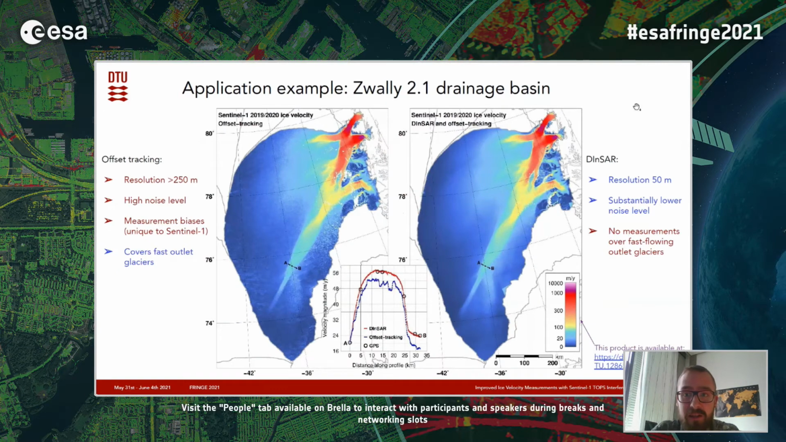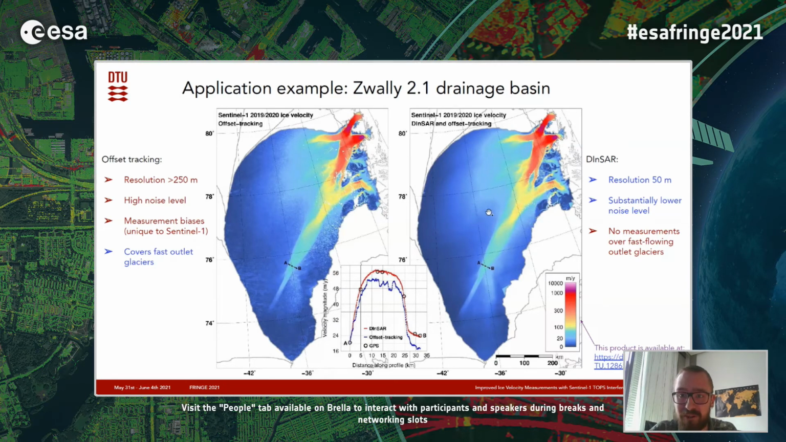Right, and here immediately is seen a result. So on the left is what we would obtain only applying offset tracking measurements, whereas on the right we have the combination of DINSAR and offset tracking measurements. And really, because this is a weighted least squares solution, because the noise in DINSAR is much lower, the vast majority of this image consists effectively only of DINSAR measurements, because we do have crossing orbits here. And that's also immediately apparent.